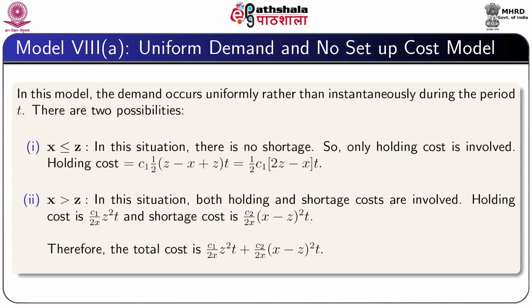In the second case, both holding and shortage cost are involved. Holding cost can be obtained by considering the area of the triangle, which is obtained as C1 by 2X into Z square into T, and shortage cost as C2 by 2X into (X minus Z) whole square into T. Therefore, the total cost is the sum of these two costs, that is C1 by 2X Z square into T plus C2 by 2X (X minus Z) whole square into T.